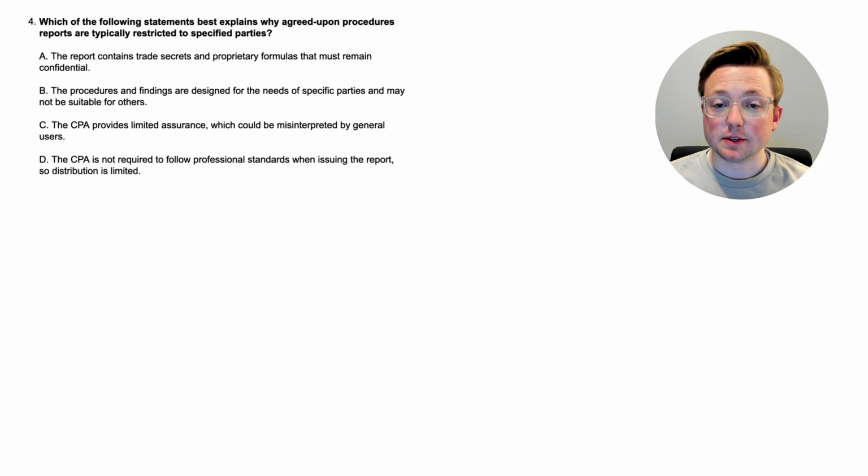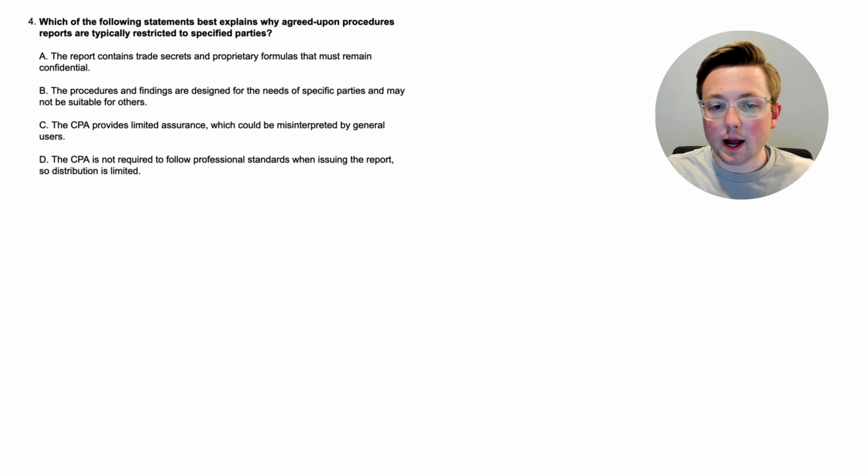Which of the following statements best explains why agreed upon procedures reports are typically restricted to specified parties? So let's go through the options. Option A, the report contains trade secrets and proprietary formulas that must remain confidential. Option B, the procedures and findings are designed for the needs of specific parties and may not be suitable for others. Option C, the CPA provides limited assurance, which could be misinterpreted by general users. Or option D, the CPA is not required to follow professional standards when issuing the report, so distribution is limited.